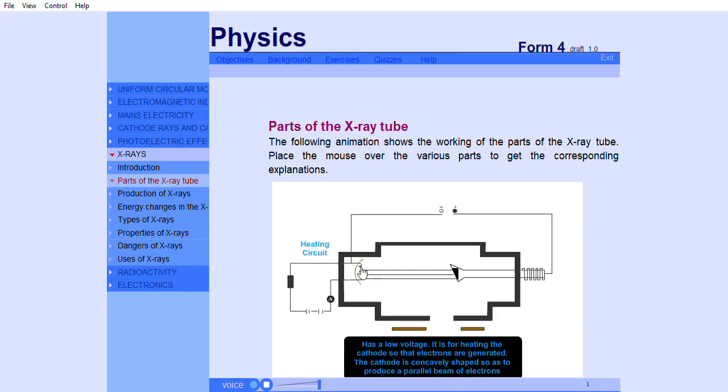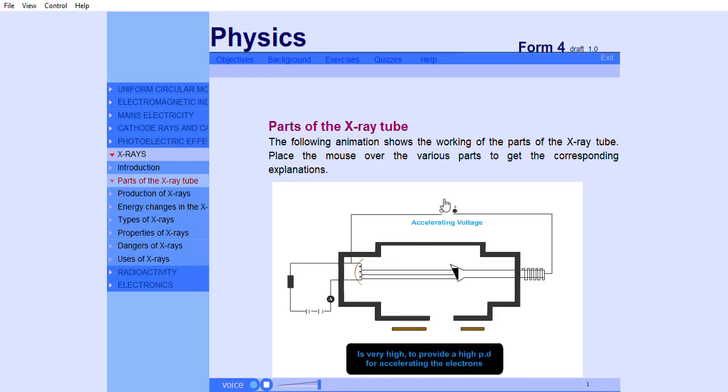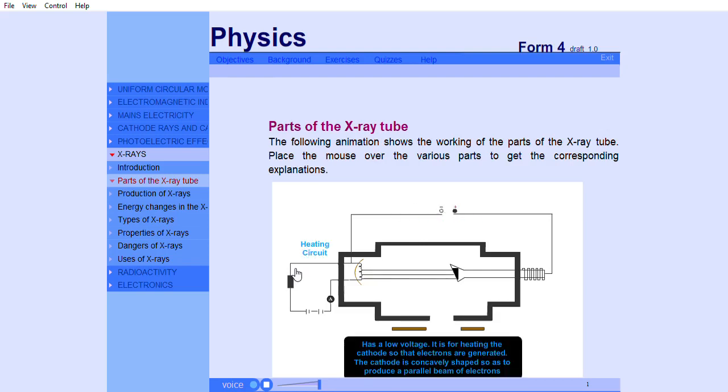The heater circuit has a low voltage. It is for heating the cathode so that the electrons are generated. The cathode is concave in shape so as to produce a parallel beam of electrons. Accelerating voltage.